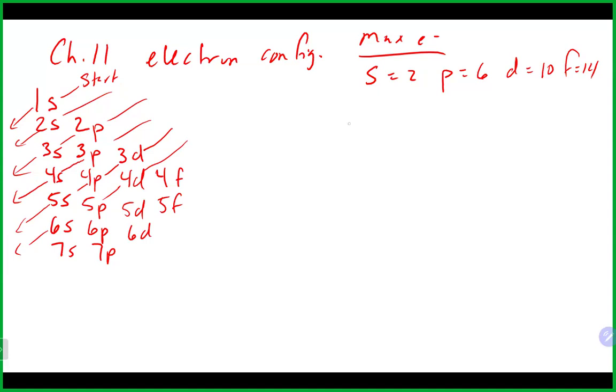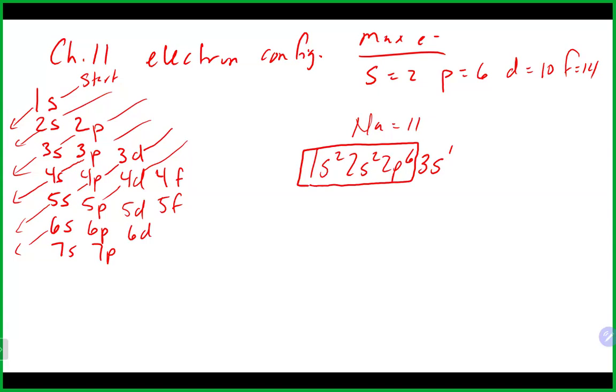So if we had something like sodium, which is 11, we would start at the top: 1s2, 2s2, 2p6, 3s1. We talked about writing electron configuration like so. There's also a shorthand: that is 2, 8, 10 electrons, which is neon's configuration. So you can put a noble gas in brackets and continue on the configuration as well.